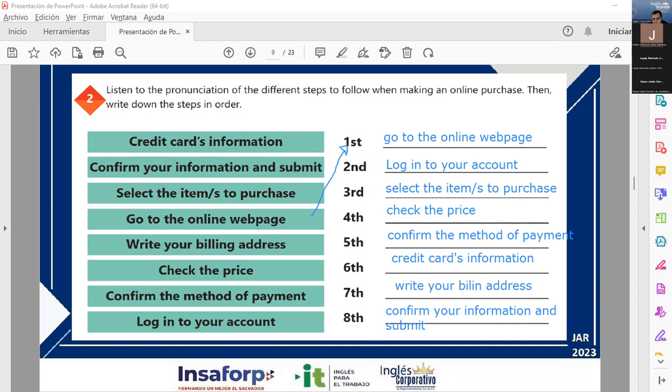It's okay, teacher. Yes, it's okay. Only check the price and select the item. That would be the difference. Hey, excellent. Good job. Very good. Thanks, teacher. Yes, you're welcome.